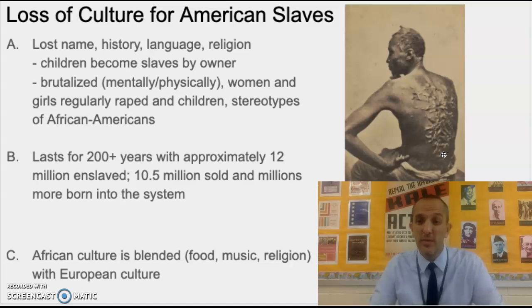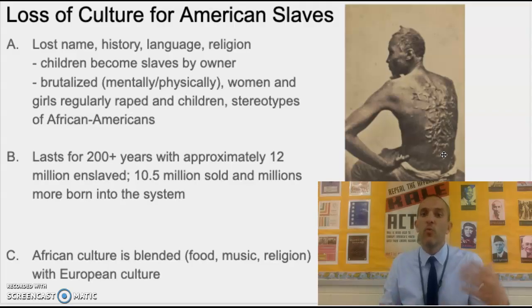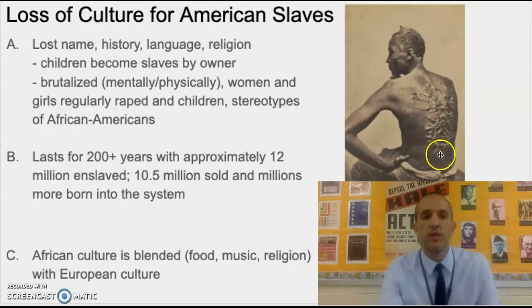African culture is going to be blended with some European culture. Food, for example: West Africans bring planting techniques of rice and okra. We have some music; a lot of drums really are West African in nature. So any music that you listen to that is drum heavy in any way, shape, or form is West African. There's also going to be some blend in religion, which we'll get to in a second.